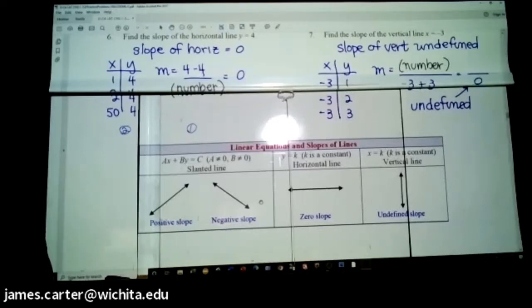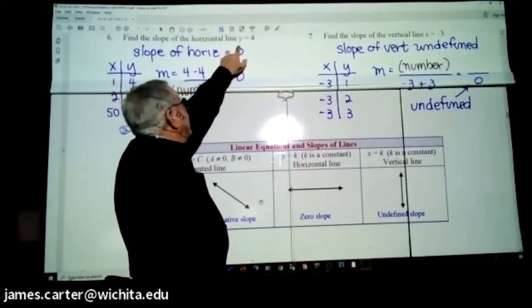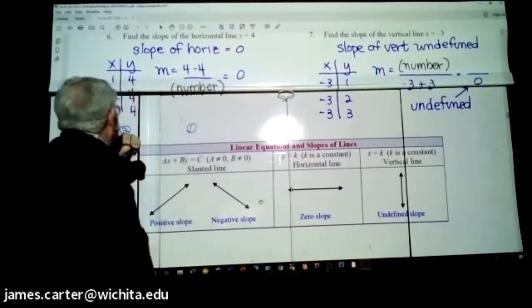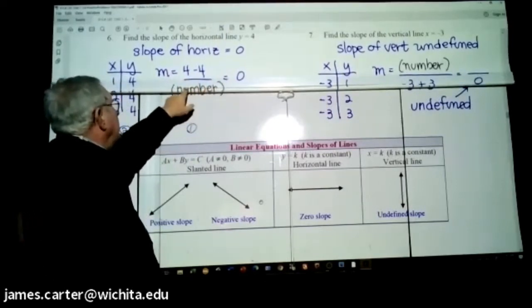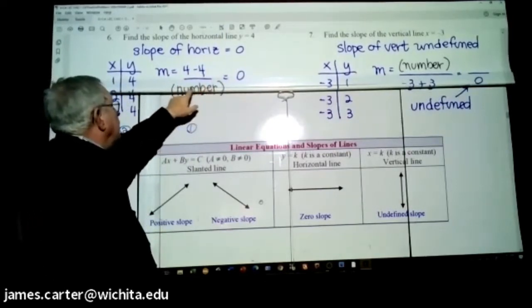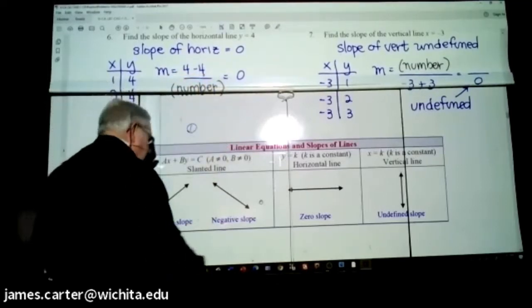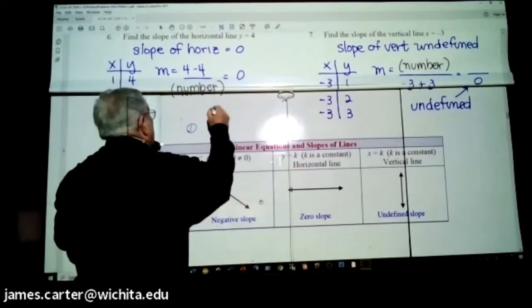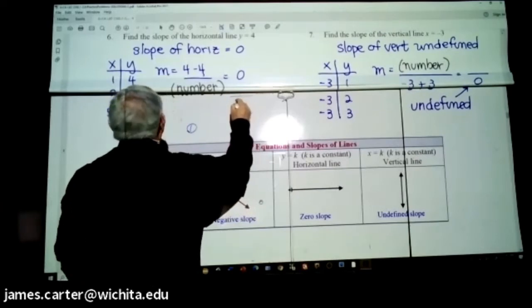Okay, here's some stuff about horizontal and vertical lines. On a horizontal line, remember the slope of a horizontal line, that's where the x is missing, so you only have y values, and y is a constant 4. 4 minus 4 is 0, and what this means is it doesn't matter what the x values are, because you'll get 0 in the numerator. The step they skipped right here should have been equals 0 over whatever, okay?